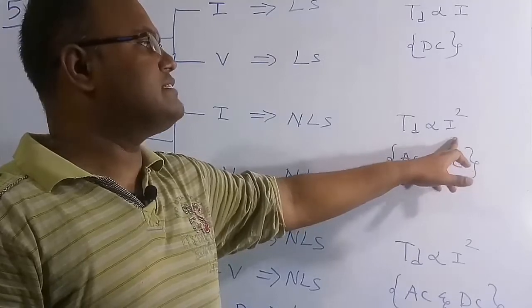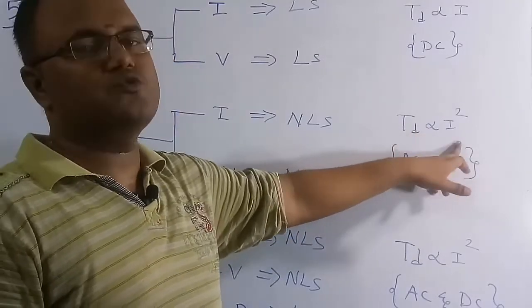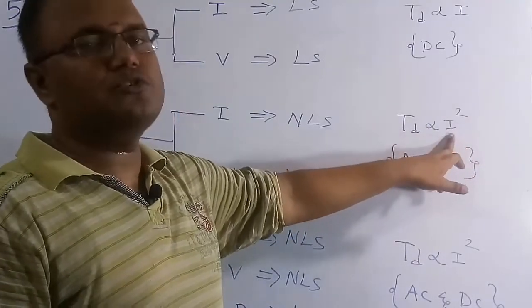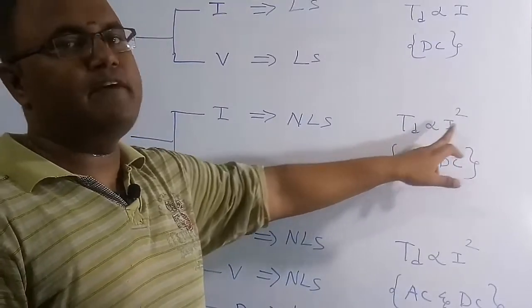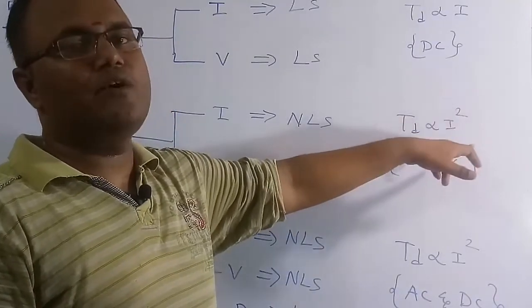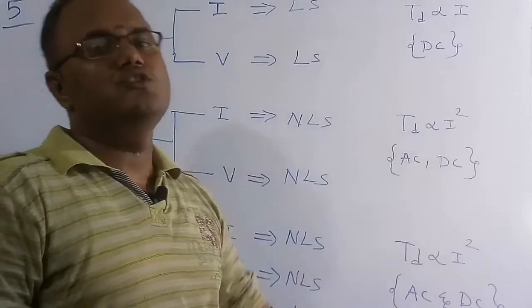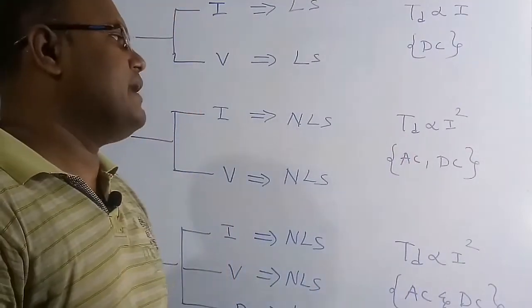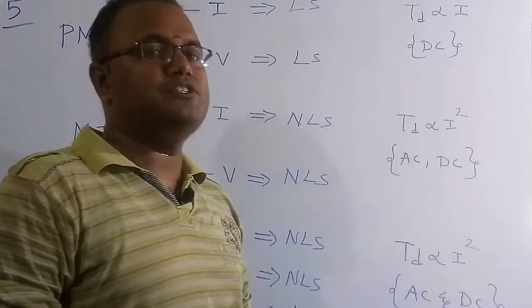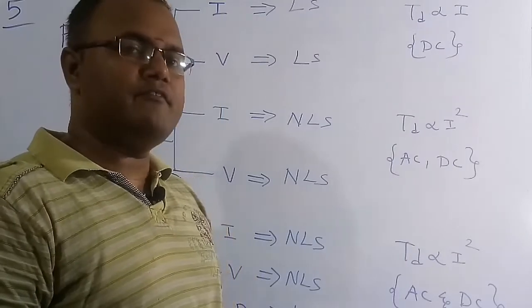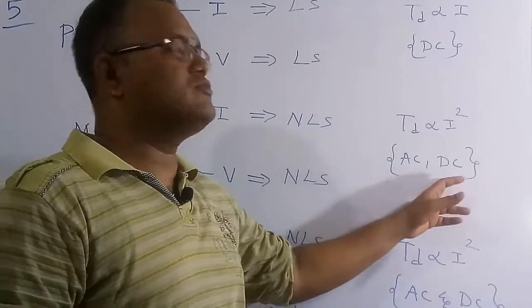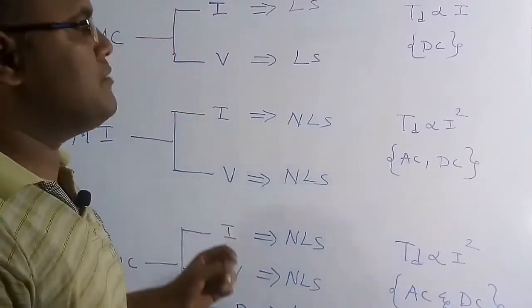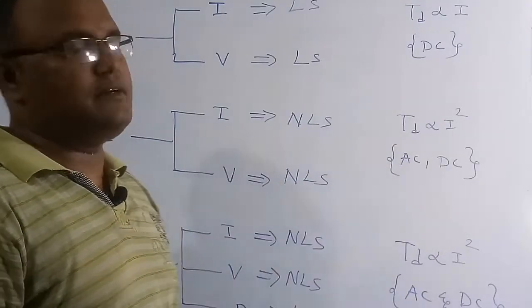So simply we can say that as it is directly proportional to the square of the current, when the current is positive, TD is also positive, but when the current is negative, negative square is again positive. So again TD is positive. So if you give AC or DC supply, the average value of the deflection torque is always positive. So therefore the pointer will move for both the AC and also DC supply. So therefore MI instrument is used for both AC and DC supply.